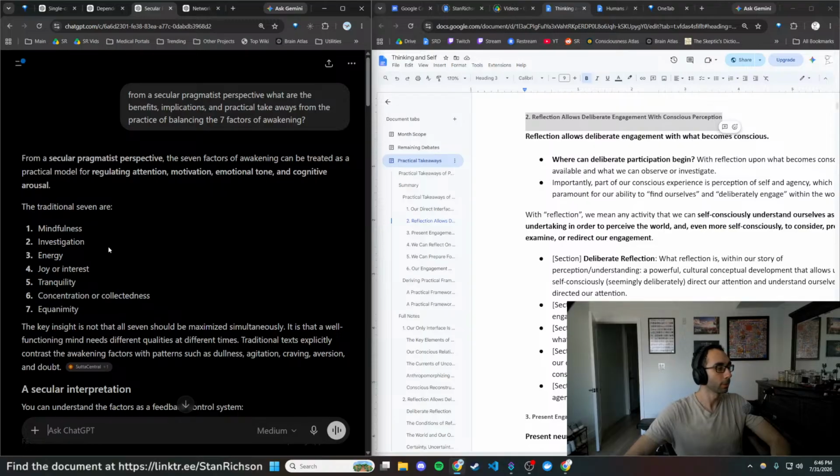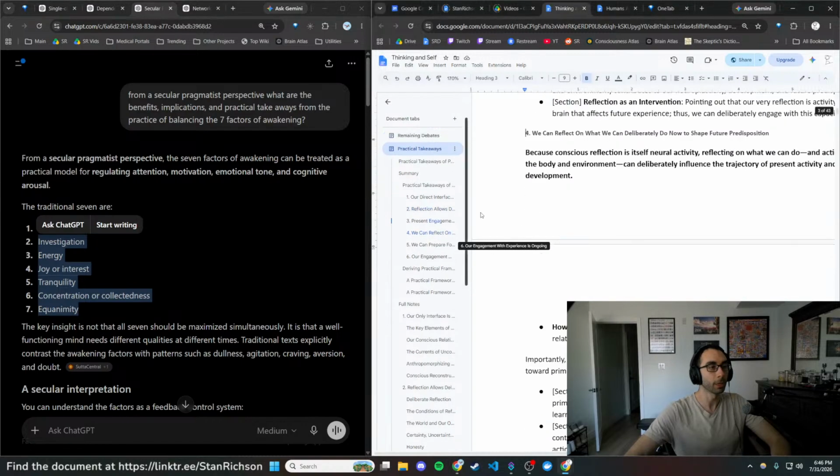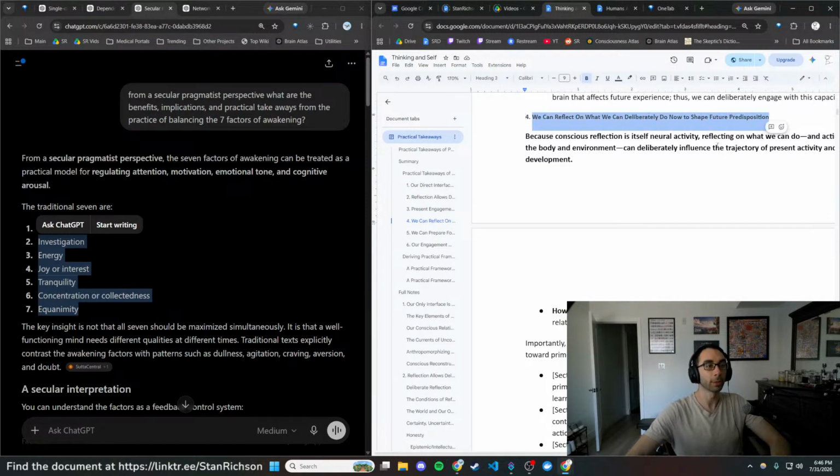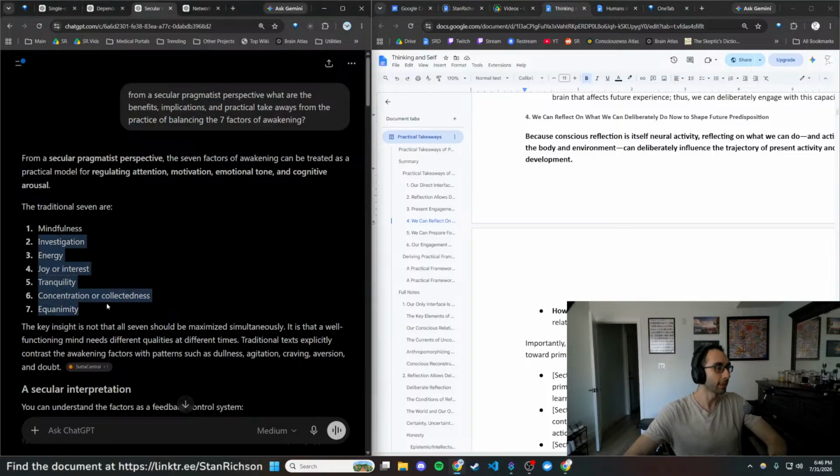Oh, I just did a start running here. That's where we're going to get mindfulness. Now, all of these other techniques, I think, come here, where we can reflect on what we can deliberately do now to shape future predisposition. If we do one of these activities, that's going to have an effect on our experience going forward.